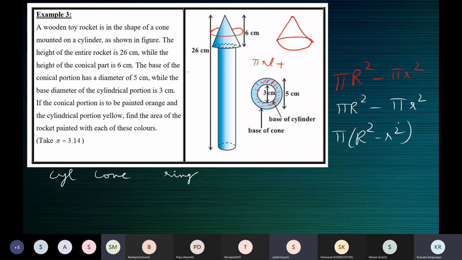In the cone, there are two portions visible. One is the CSA of the cone that's completely there. And if you look under the cone, you don't see the circular portion fully. You only see a ring. So the CSA of the cone plus the area of a ring. The ring is pi R square minus r square.